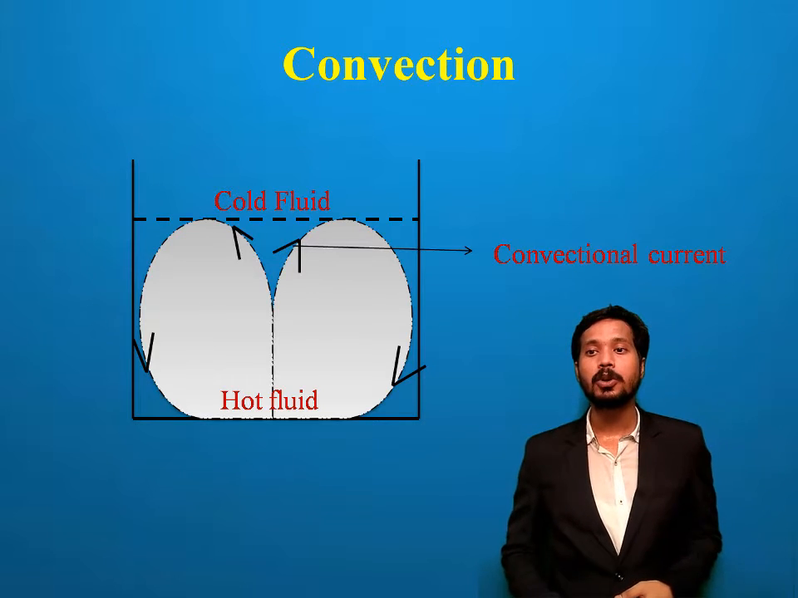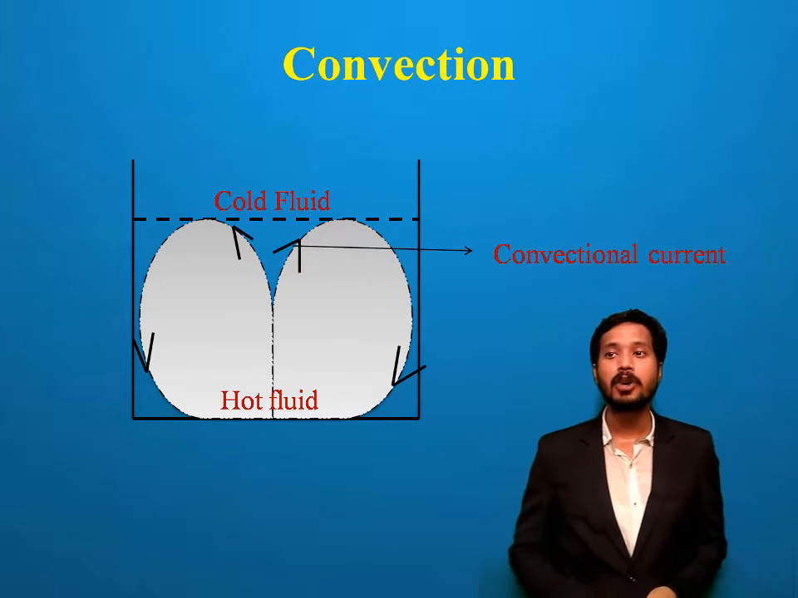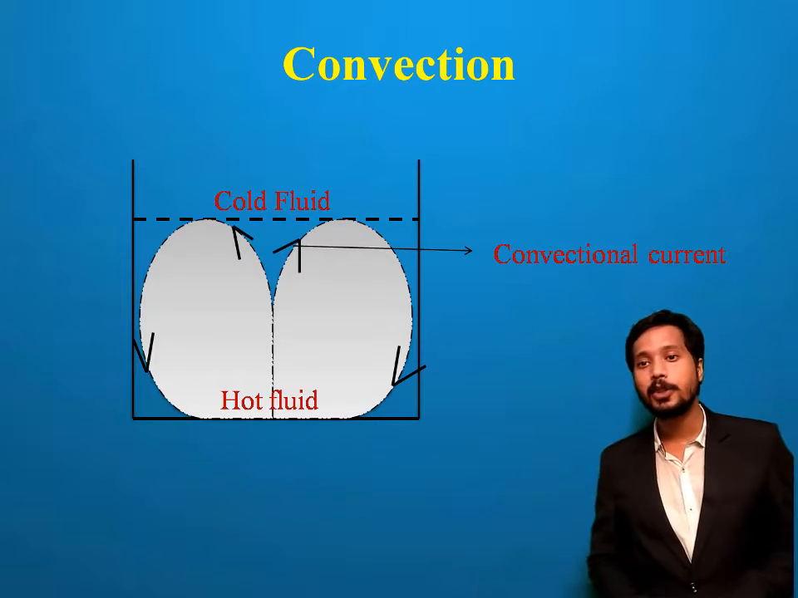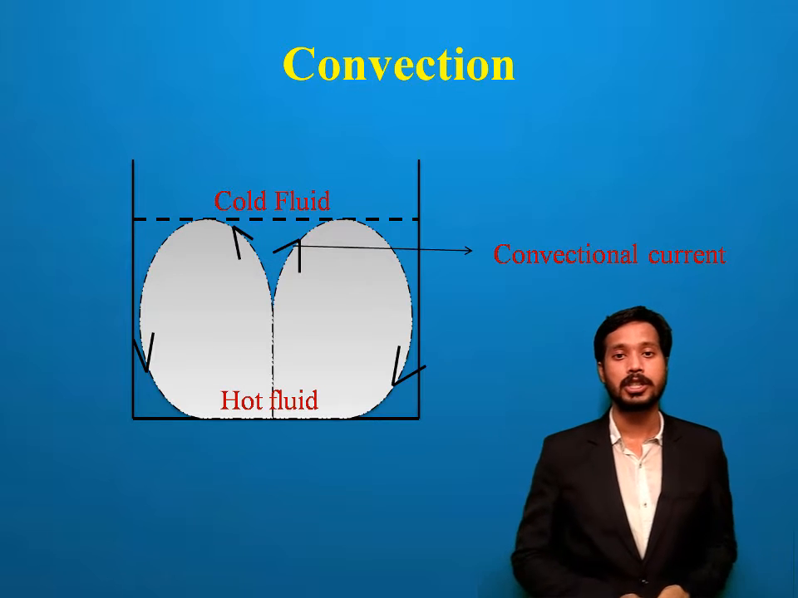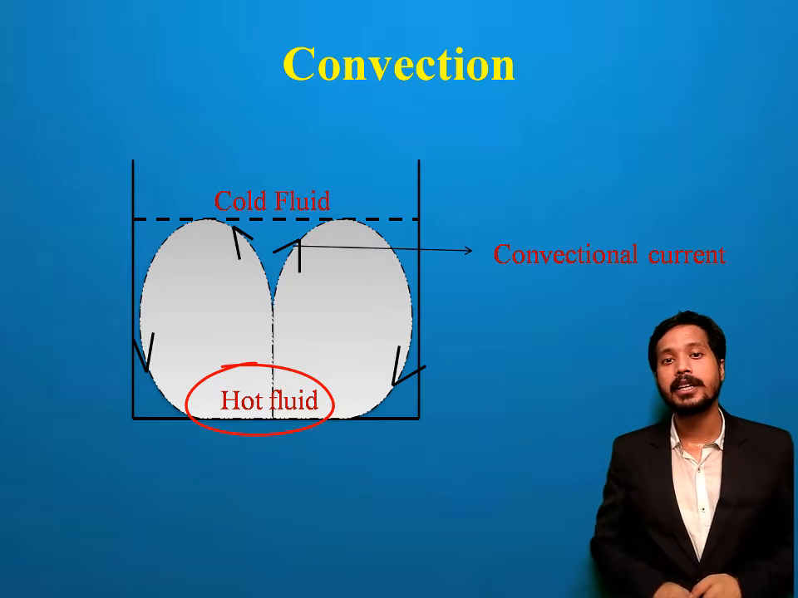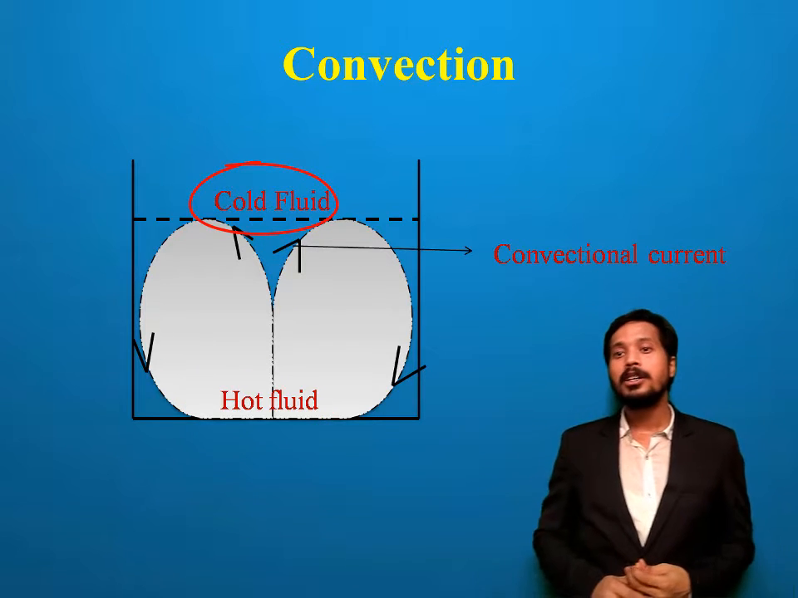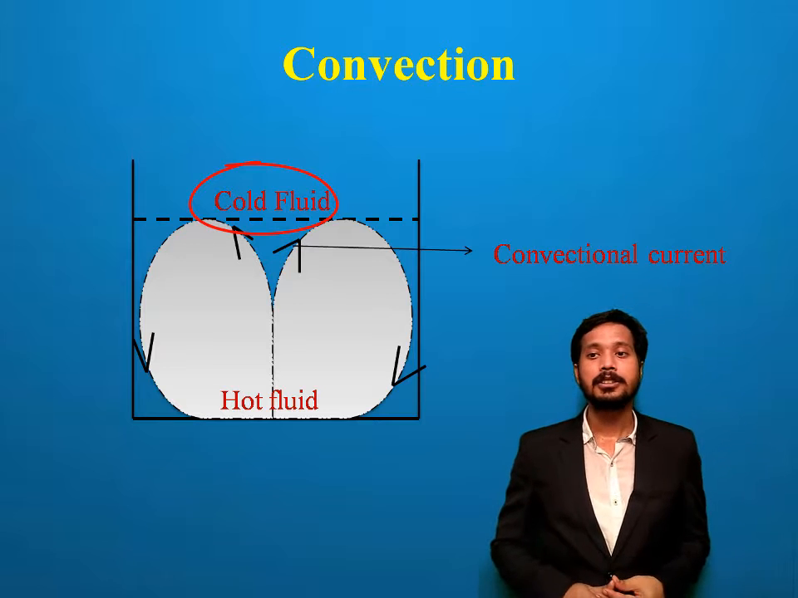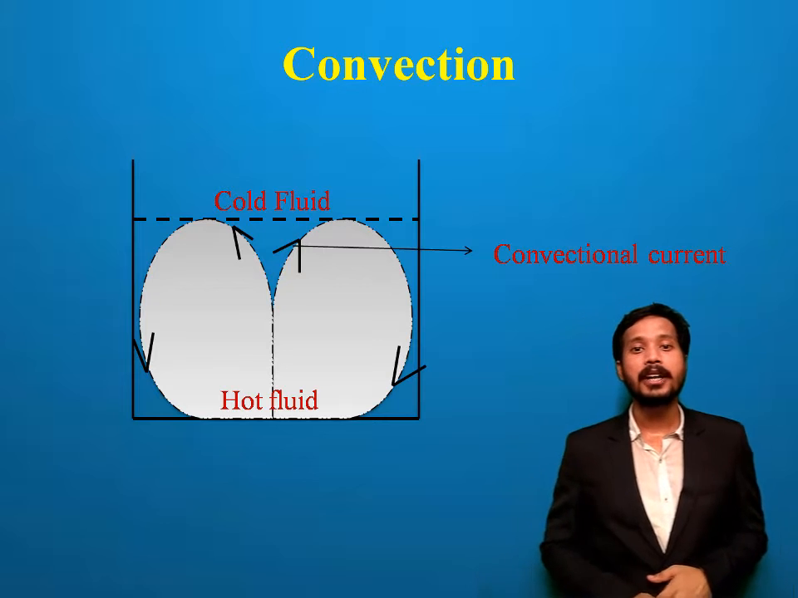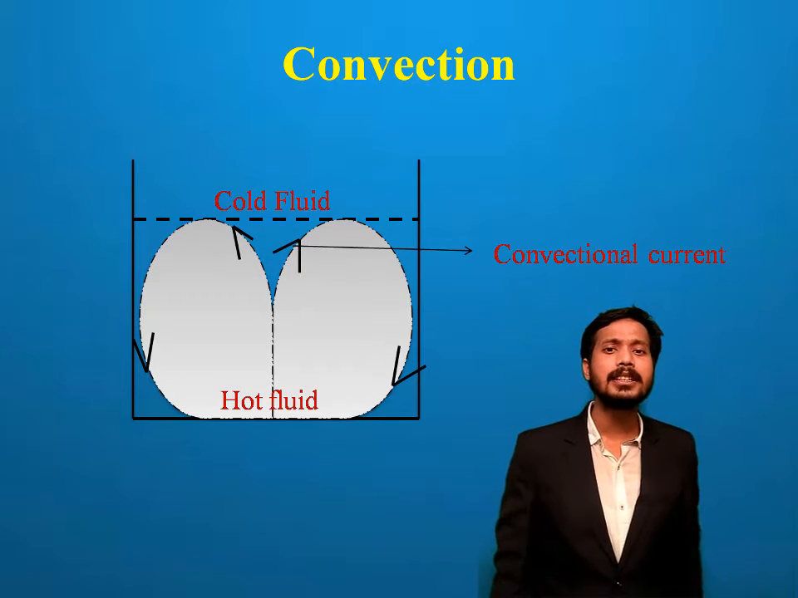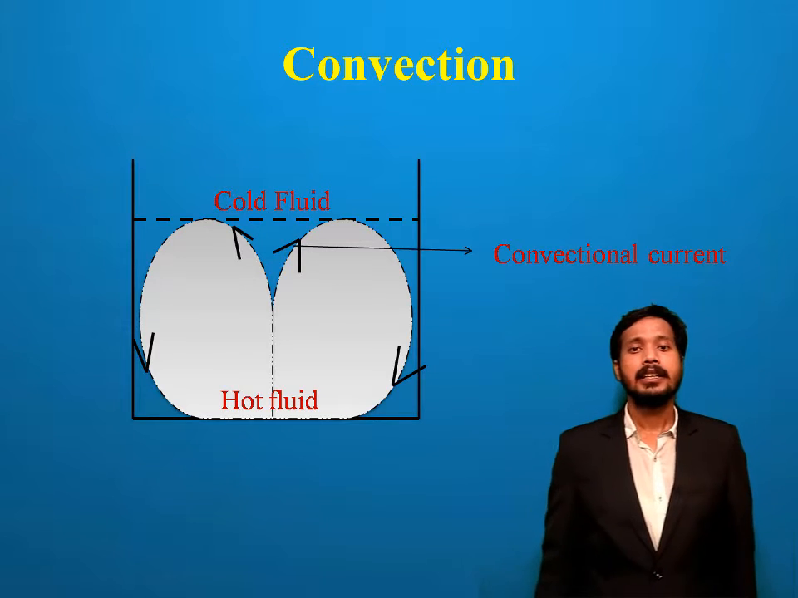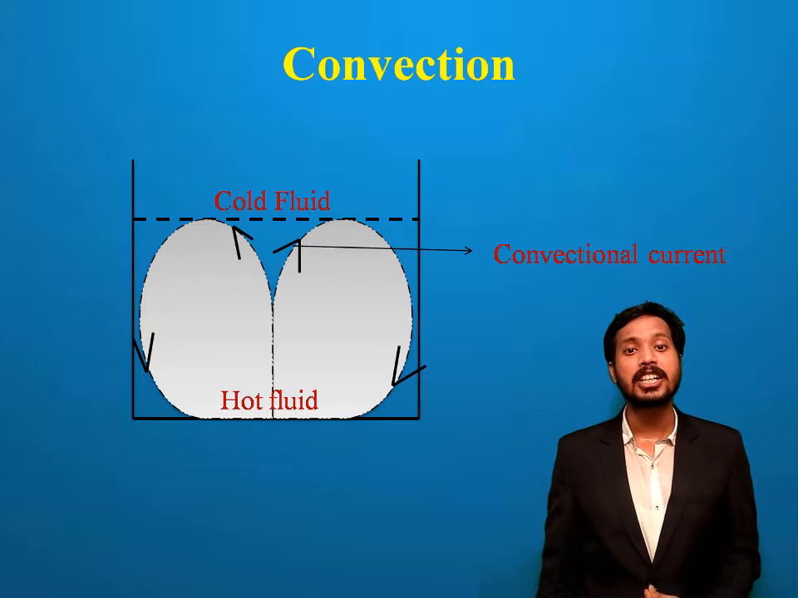In this convection mode, you have one bucket. Inside the bucket you have the fluid, and the fluid has been heated from the bottom portion. So at the bottom of the bucket you have the hot fluid, at the top of the bucket you have the cold fluid. Now because of this temperature difference from hot fluid to cold fluid, there will be a flow of energy. So as the fluid is heated at the bottom, now how is it heated? It is heated in the mode of conduction.